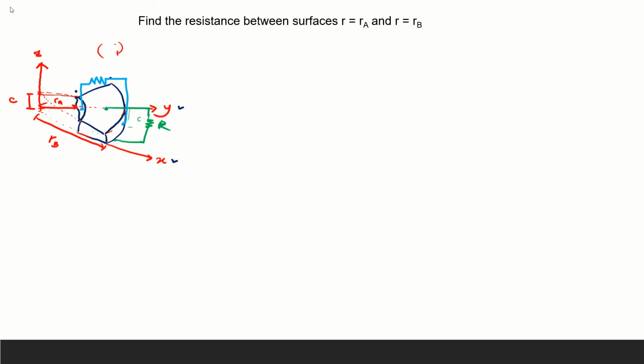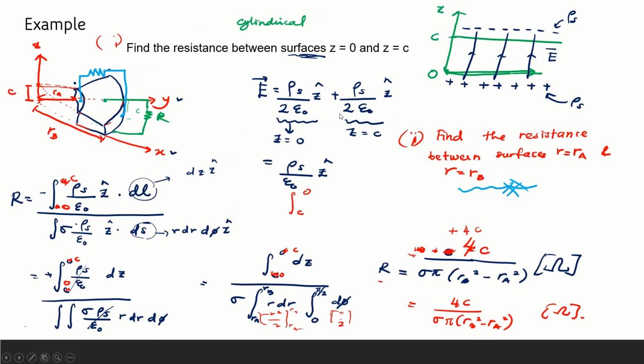Okay, in this video, I will explain the previous question that I asked you to solve, if you still remember. From this example, I give you an additional question to solve, which is to find the resistance between surfaces R equals RA and R equals RB, instead of Z equals 0 until Z equals C.